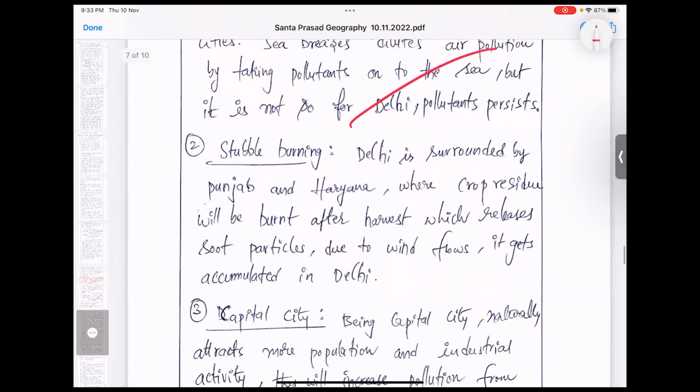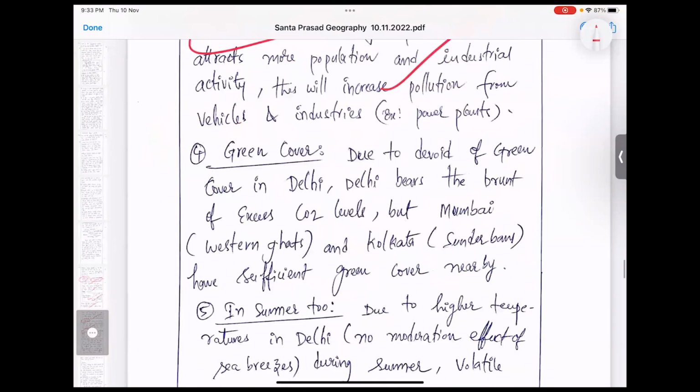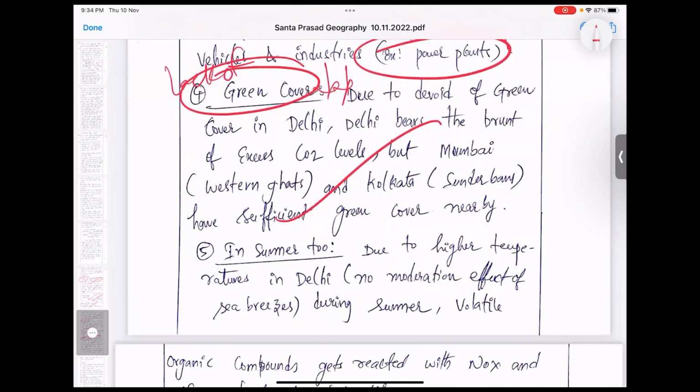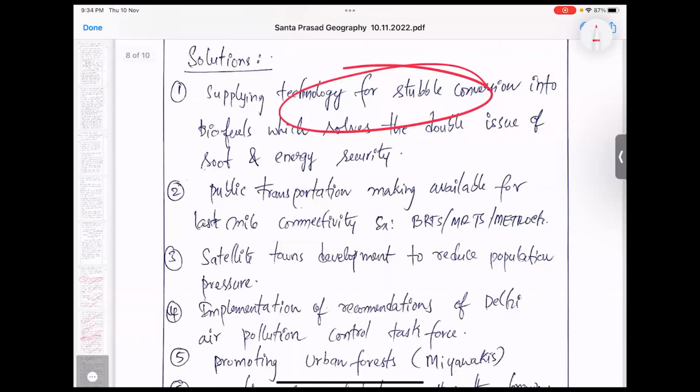Geographical location, stubble burning, capital city, good. Power plants, yes. Lack of green cover. You say lack of green cover in the side heading only. The examiner will understand. Okay. Okay. Solution, stubble burner conversion.